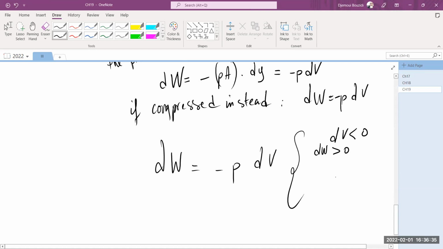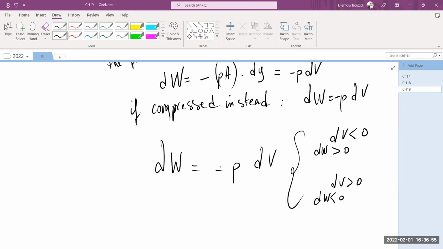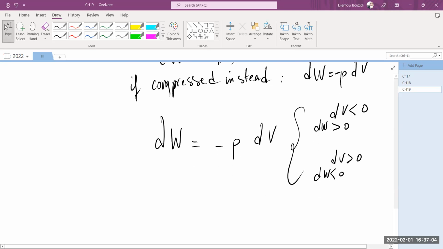Now, if dV is positive, that means the gas is expanding, it's growing, so the volume is increasing. Then in this case, dW is negative. Why? Because you still have that negative to take care of the business. The gas is expanding, which means it's doing work against the environment. That energy must come from the internal energy of the gas, so yes, it has to be negative. In both cases, I have to have the minus sign.